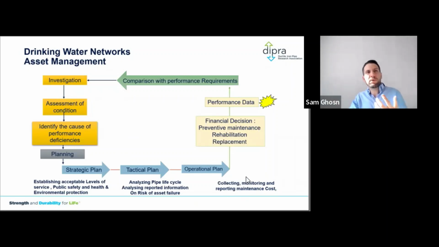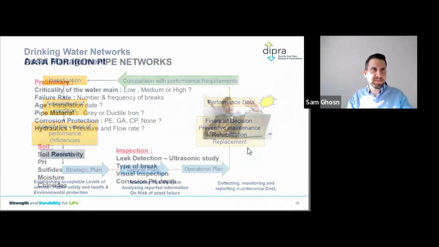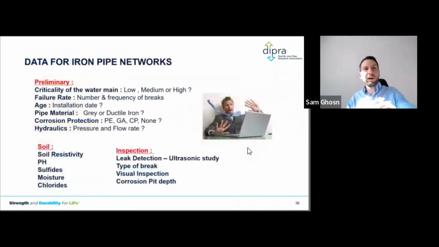So why do we need performance data? Because it will give us a lot of information on financial decisions down the line, either preventive maintenance, rehabilitation, or replacement. So what kind of data do we like to look at as pipe professionals, and especially myself as an iron pipe expert? I like to look at criticality of that water main.